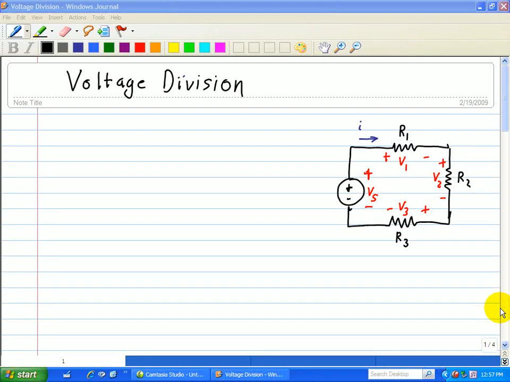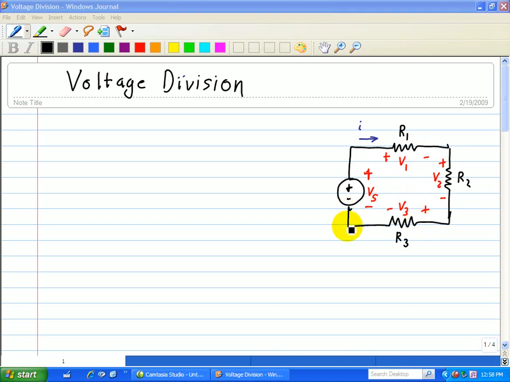One powerful analytical and design technique is called voltage division, and it has a wide range of applications when analyzing circuits or designing circuits. So let's take a look at this circuit, which consists of a series connection where we have a voltage source as an input to 3 resistors.